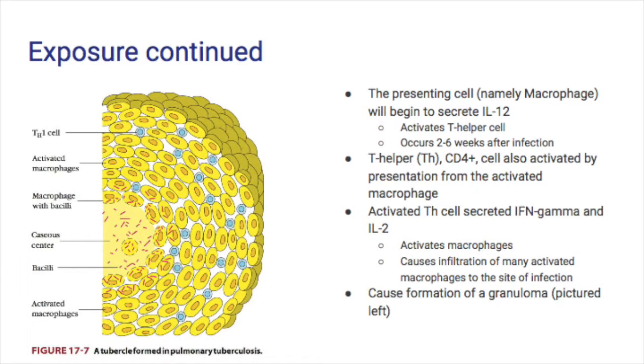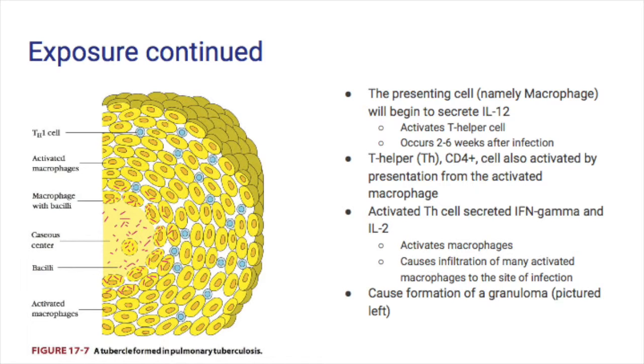So that T helper cell, which is CD4 positive, is also activated by the presentation of that activated macrophage, as we showed in the last slide. That MHC class 2 will present that broken up bacteria to the T helper cell, and the IL-12 will act as the second signal, and this T helper cell will become activated. So what that looks like, once the T helper cell is activated, it'll begin to secrete two things, IFN gamma and IL-2. These will go to activate new macrophages, ones that have not come into contact with the bacteria, and actually will call them to the site of infection. We'll call them closer to the source of the bacteria.